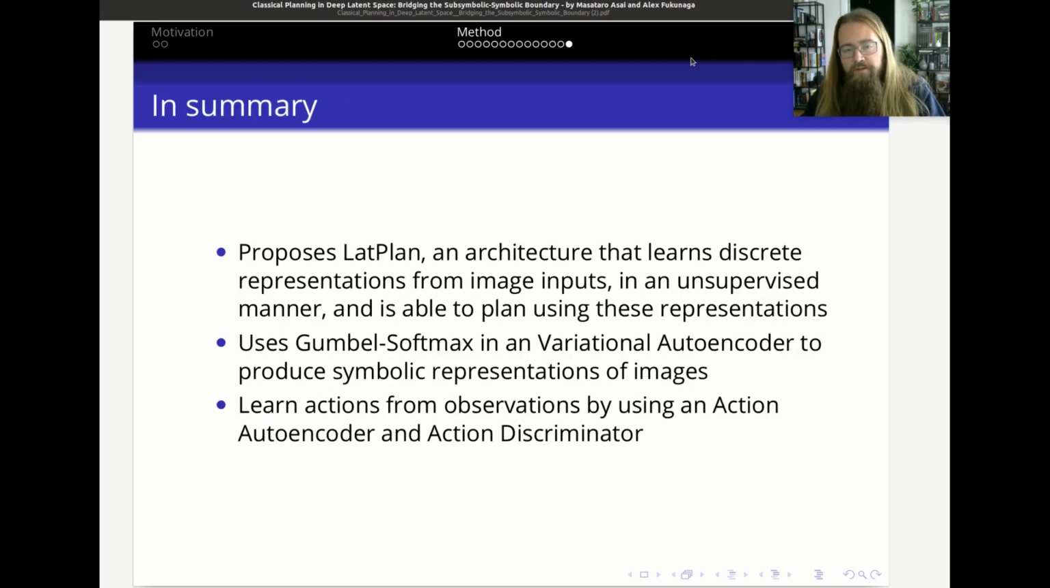So just to summarize, they propose this LatPlan, which is planning in latent space. Their purpose is to be able to just look at images, get whatever domain representations represent these observations, and then be able to do planning with these representations. And they use the Gumbel softmax to create symbolic representations.